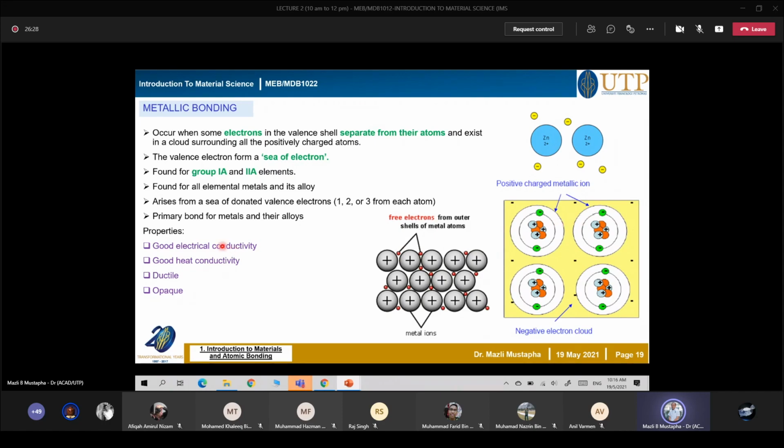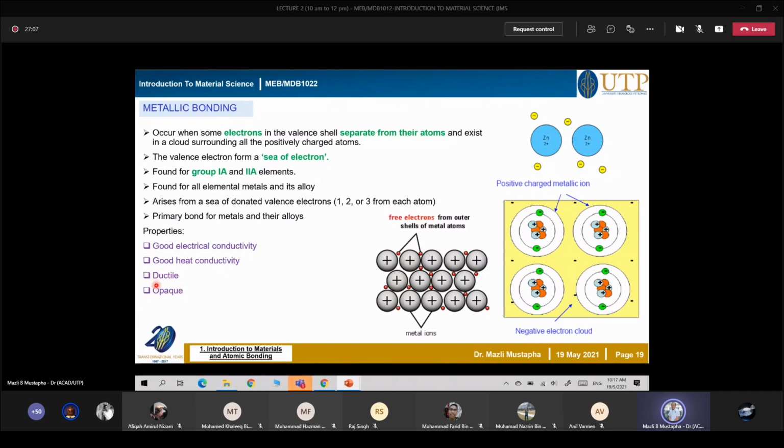And then, what are the properties? I think their properties contrast with the ionic bonding. They have very good electrical conductivity because they have the sea of electrons in their system, and also they are very ductile, as I mentioned to you. Ionic bonding is brittle, but metallic bonding is ductile because metal is ductile. We can use this property later on, in chapter 6, to show the benefit of this characteristic of the metal. And also they are very opaque.